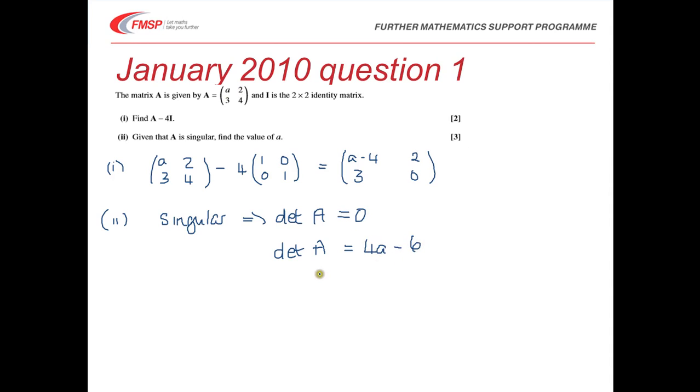And if that is equal to 0, then that means that 4a is going to be equal to 6 and a is going to be equal to 3 over 2.